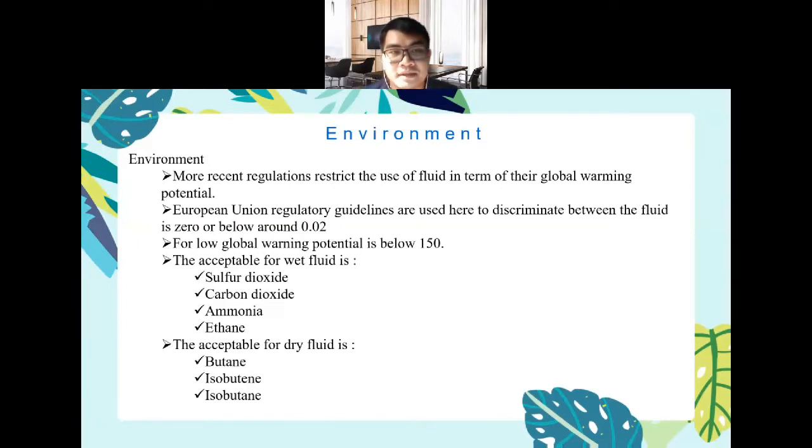The acceptable wet fluids are sulfur dioxide, carbon dioxide, ammonia, and ethane. The acceptable dry fluids are butane, isobutane.